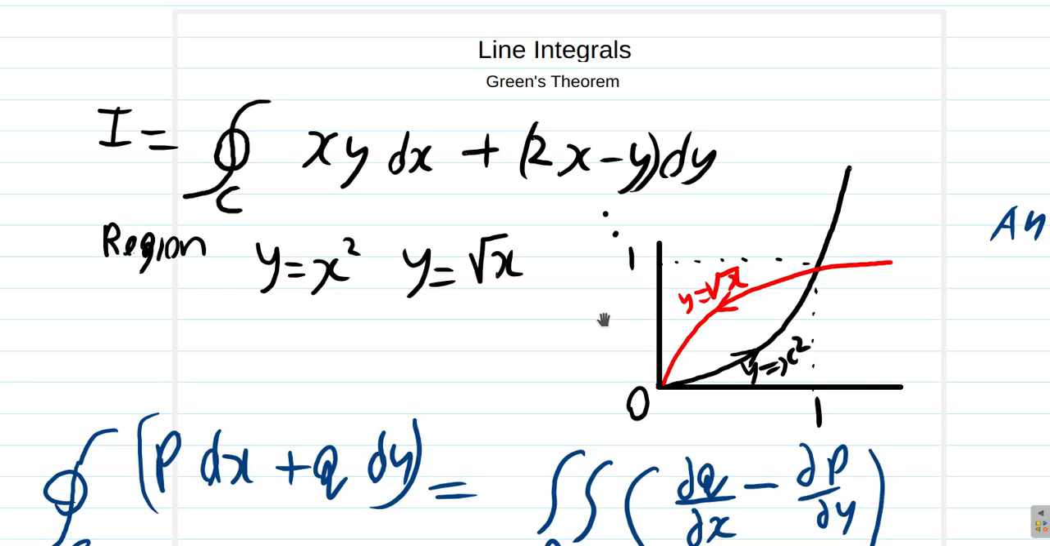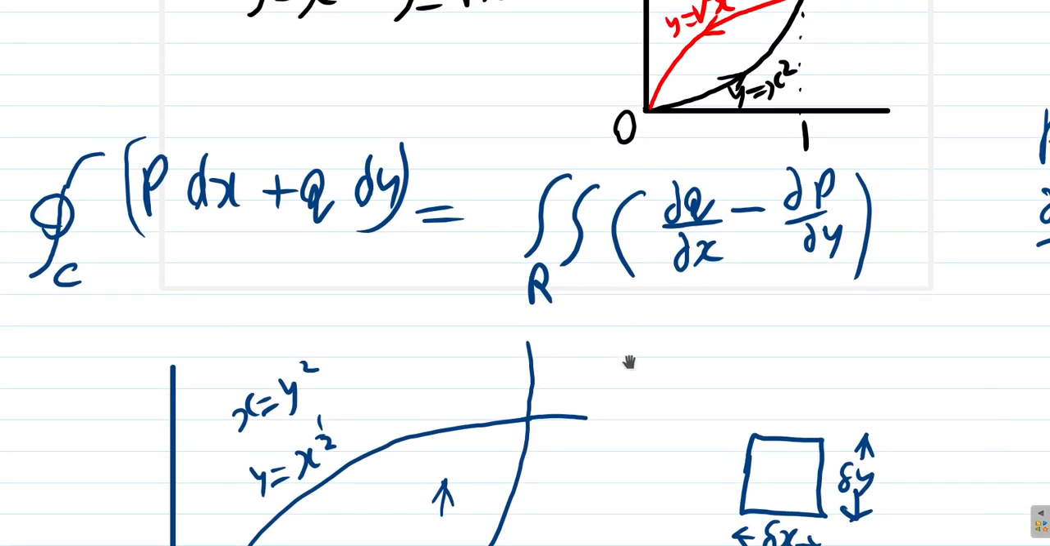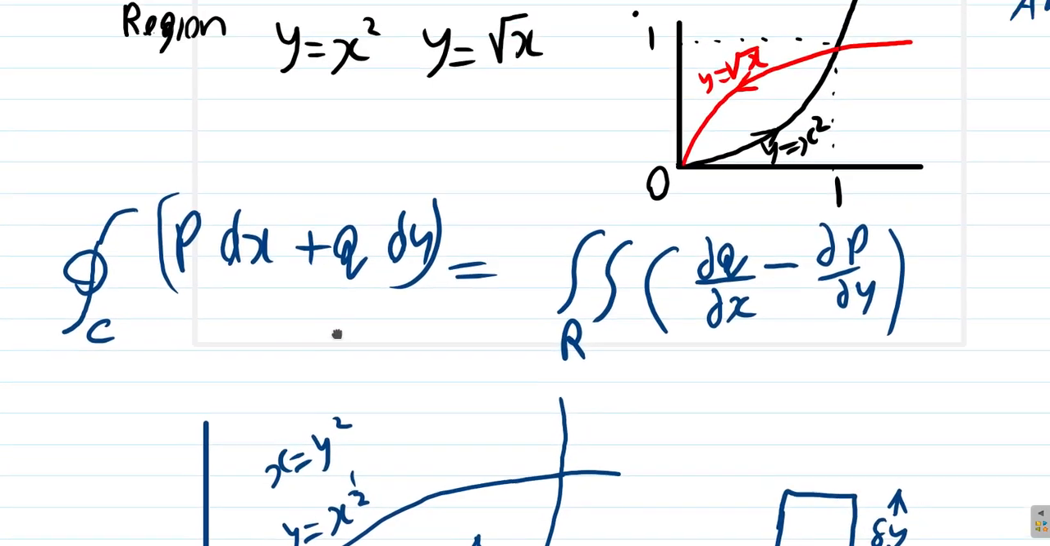Okay, in the previous video, I had promised to redo this thing using Green's theorem. We're going to use Green's theorem to find the integral of xy dx plus (2x minus y) dy, which is the equation of each vector in a vector field. We're going along from 0 to 1, along y equals x squared, and then back down along y equals the square root of x.